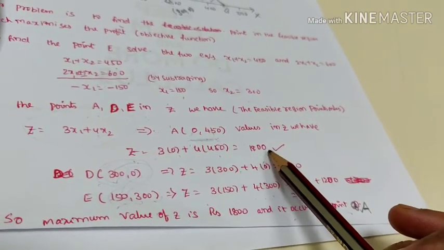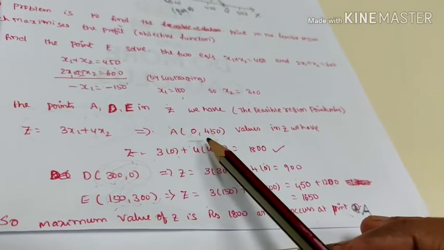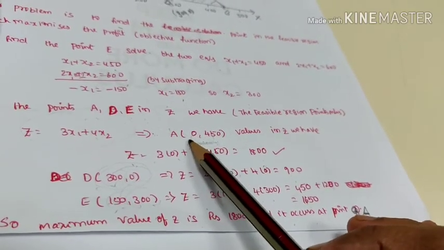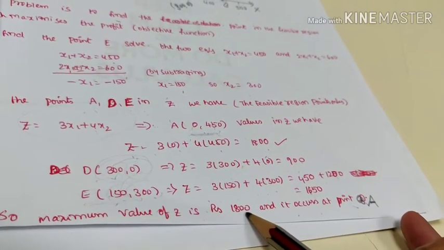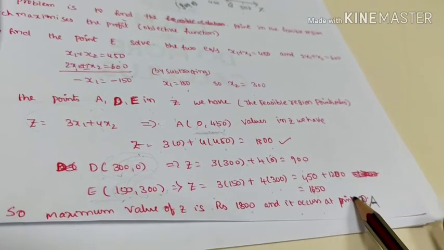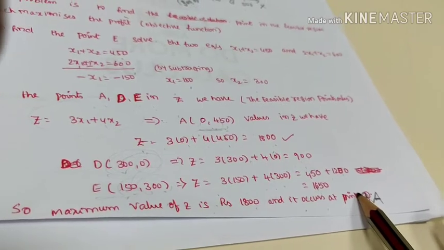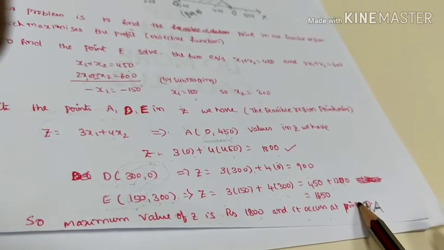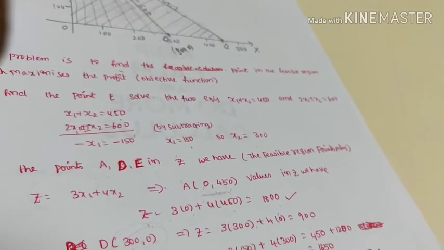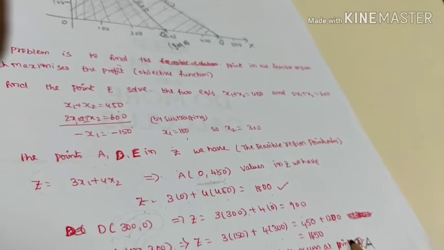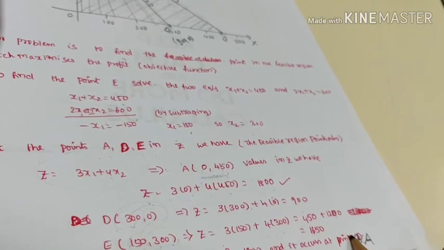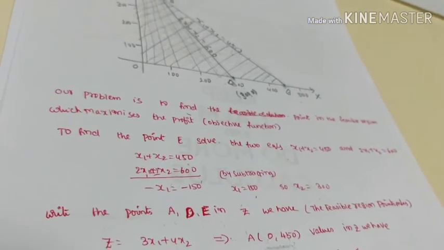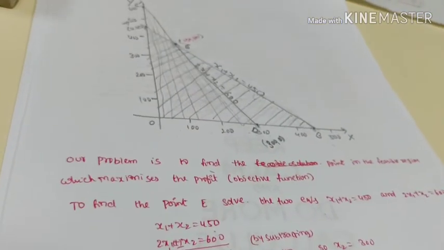So at which point are we getting the maximum profit? At the first point. If you write 0, 450, you are getting 1800. So the maximum value of z is rupees 1800 and it occurs at point A. So this is the answer for this question. You are getting the maximum profit at vertex A. Okay, this is the solution. Like this you have to draw and solve the question.